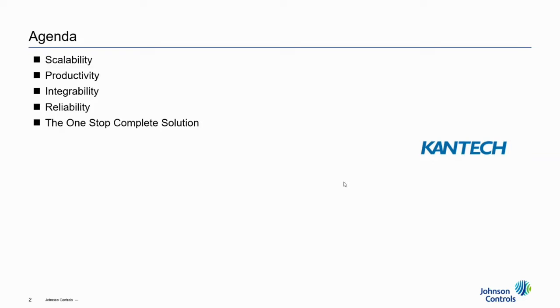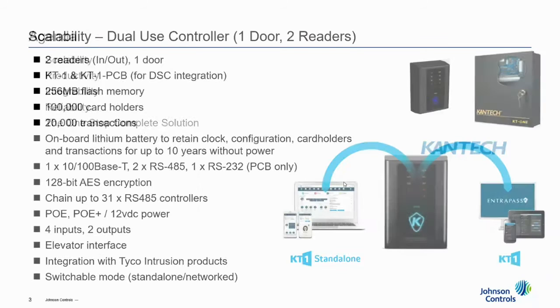I will also cover integration. How can we integrate this product, KANTECH, with other subsystems or even other software that you have designed? Then reliability is another important consideration. How can we make the access control as reliable as possible? For example, if any of the servers breaks, how can we resolve this and prevent such an incident from happening? And we also provide a one-stop shop complete solution.